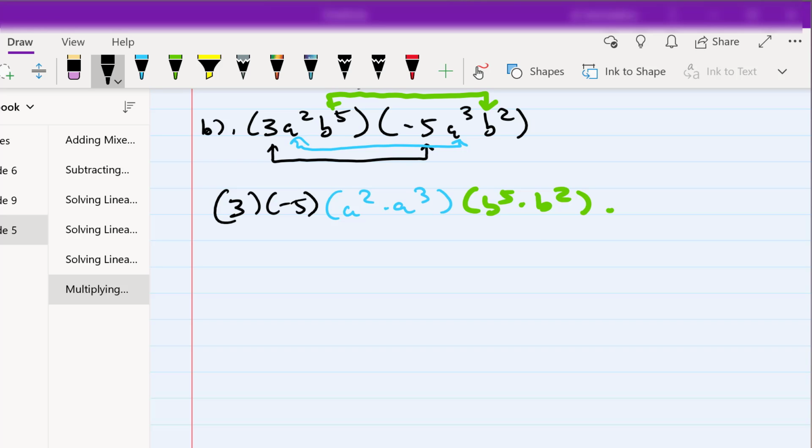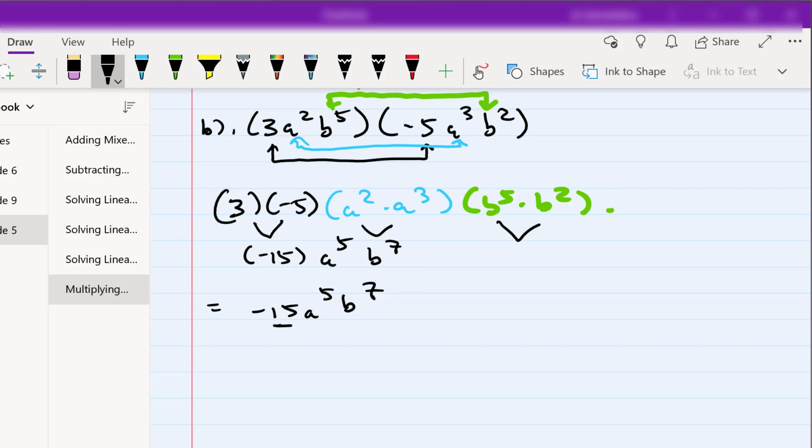Simplifying this, 3 times minus 5 is minus 15. A squared times a cubed is a to the 5th, and b to the 5th times b squared is b to the 7th. Therefore, this would be minus 15 a to the 5th b to the 7th.